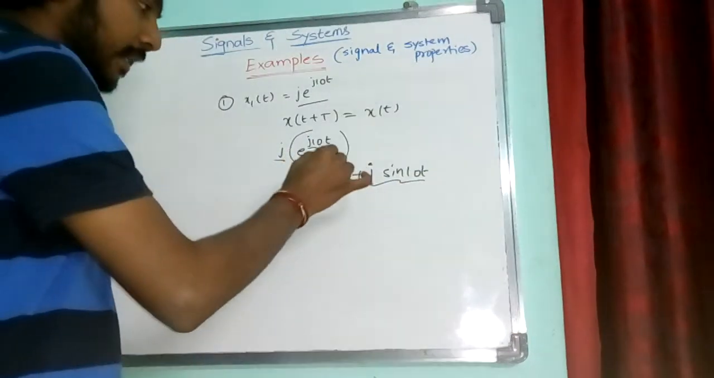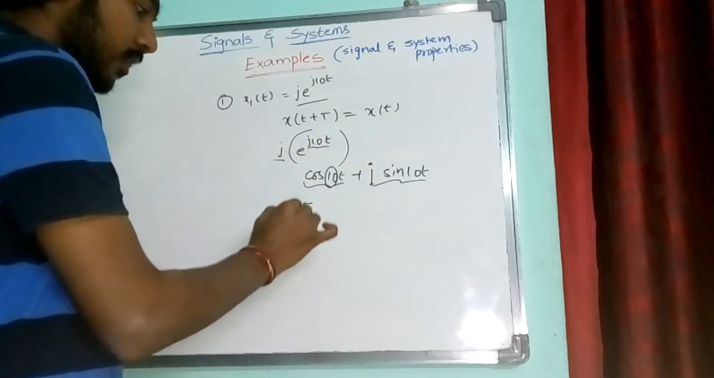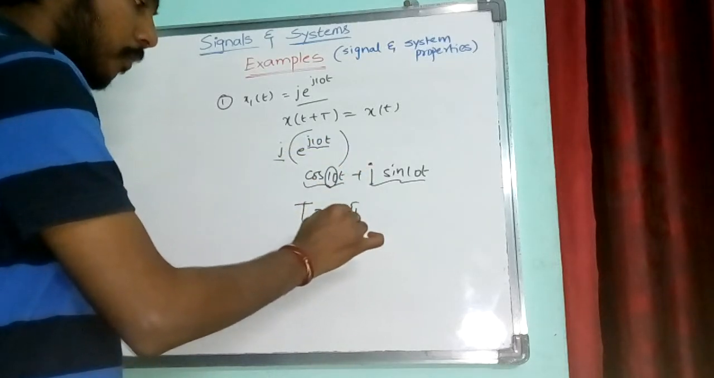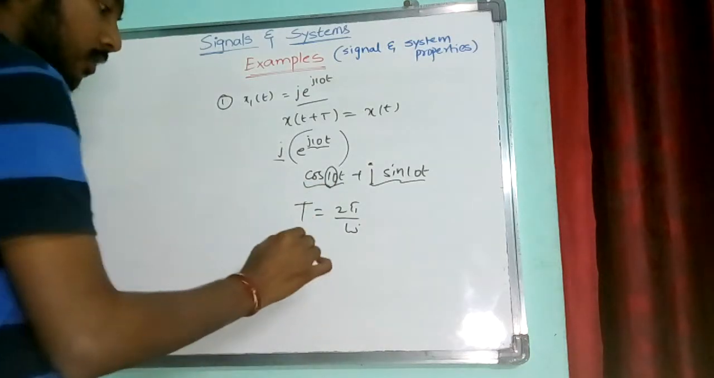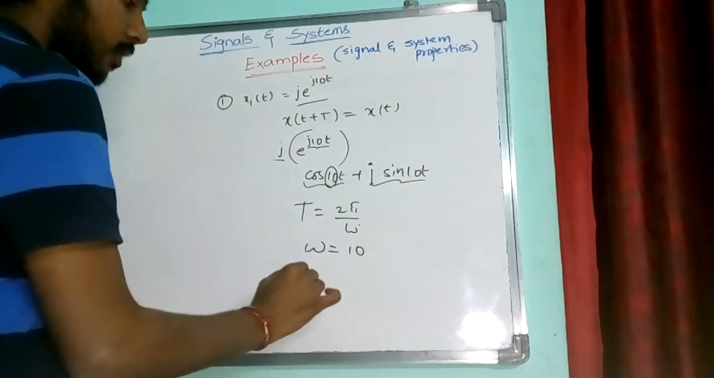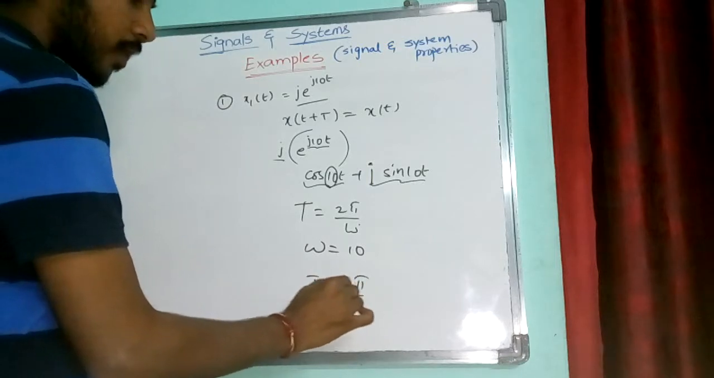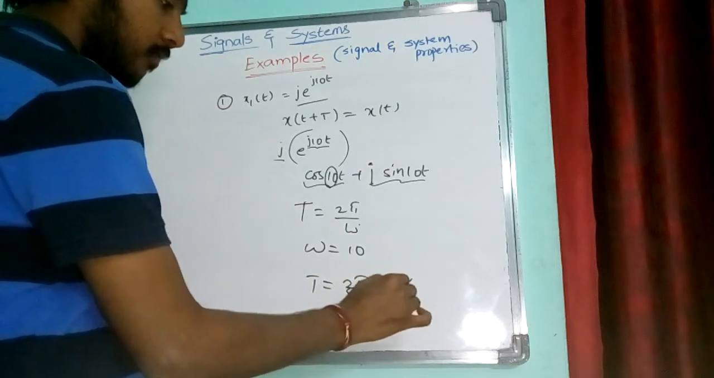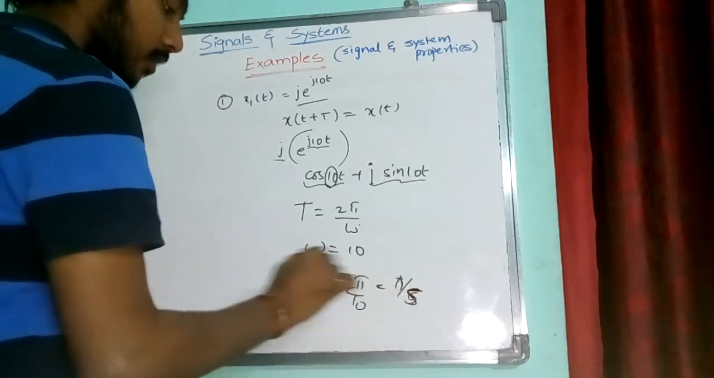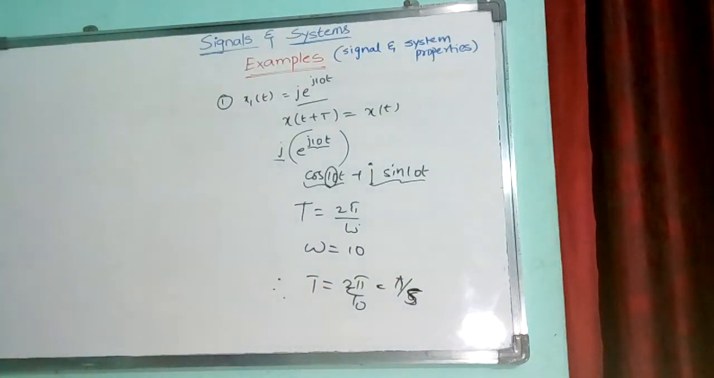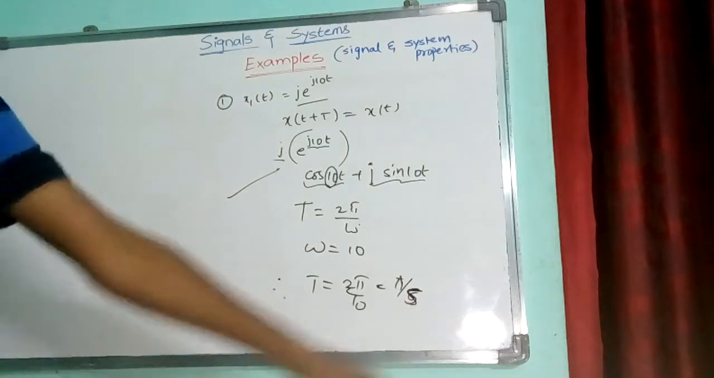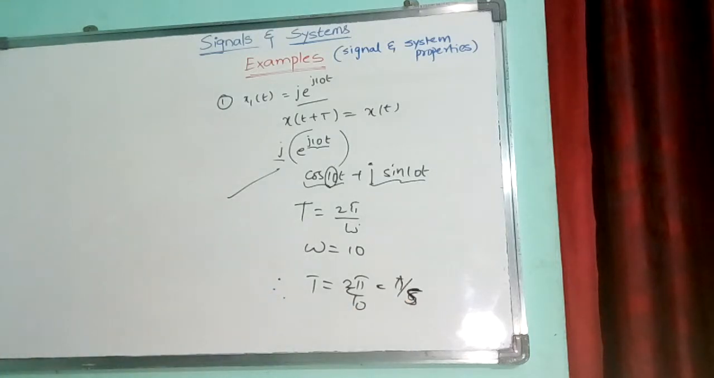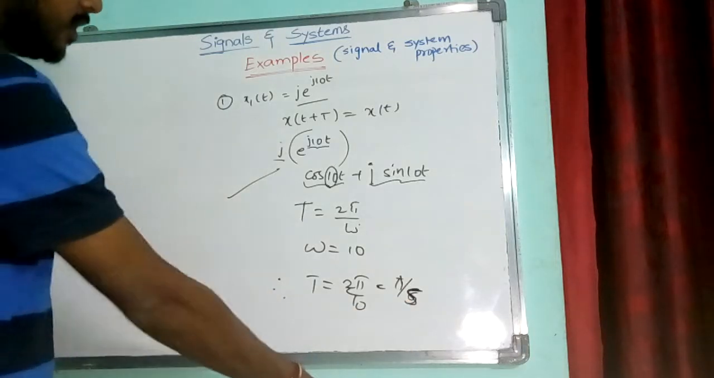I know the time period is 2 pi by omega. Here it is expressed as cos omega t, so omega is 10. So the time period is 2 pi by 10, which is pi by 5. So this signal is periodic with a time period of pi by 5. Similarly, we will see another example.